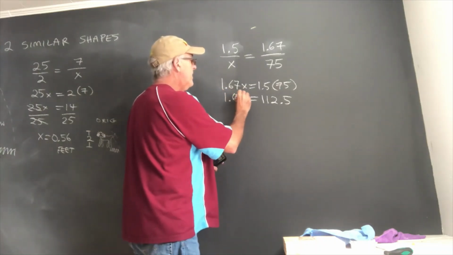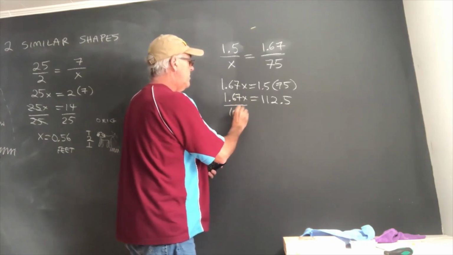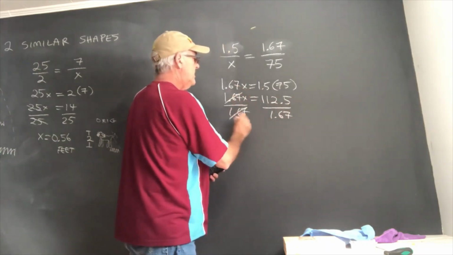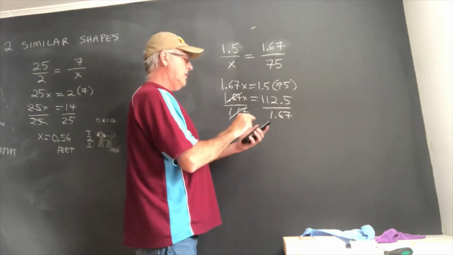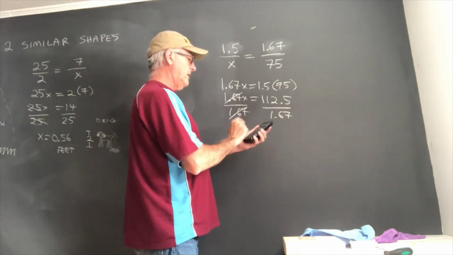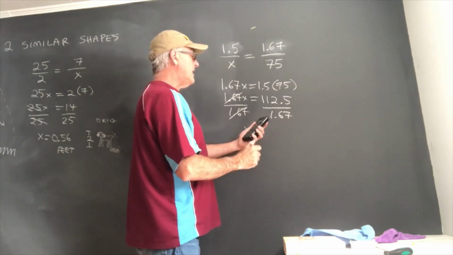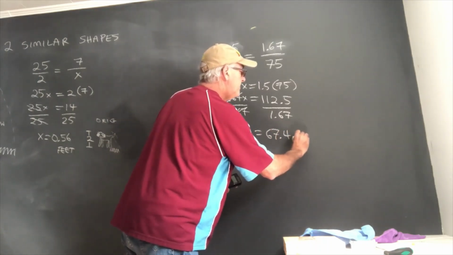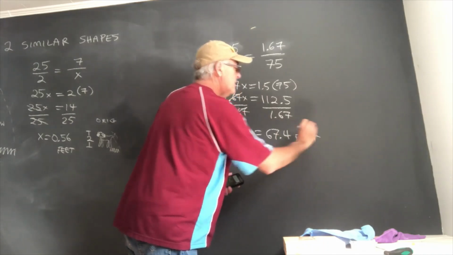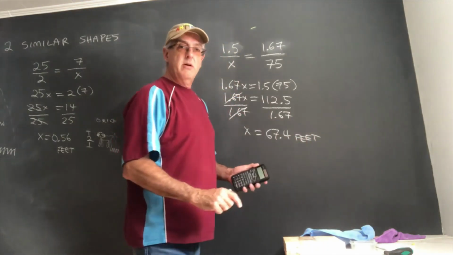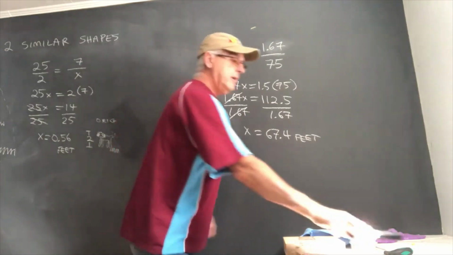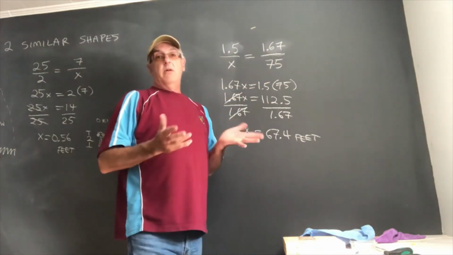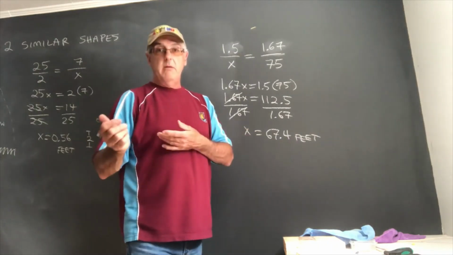So if I divide both sides by 1.67, these cancel. X is equal to 112.5 divided by 1.67, and it is 67.4. So that means that tree in my front yard is 67.4 feet tall. And I found that out without having to climb it or even to make Mocha climb it.